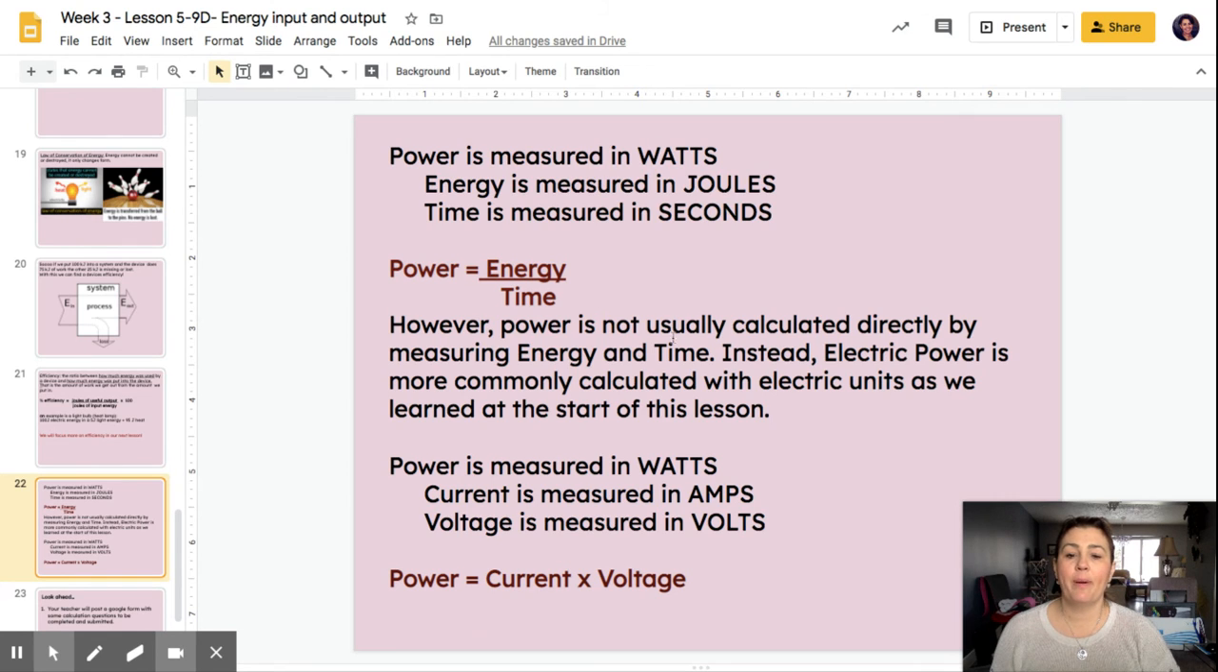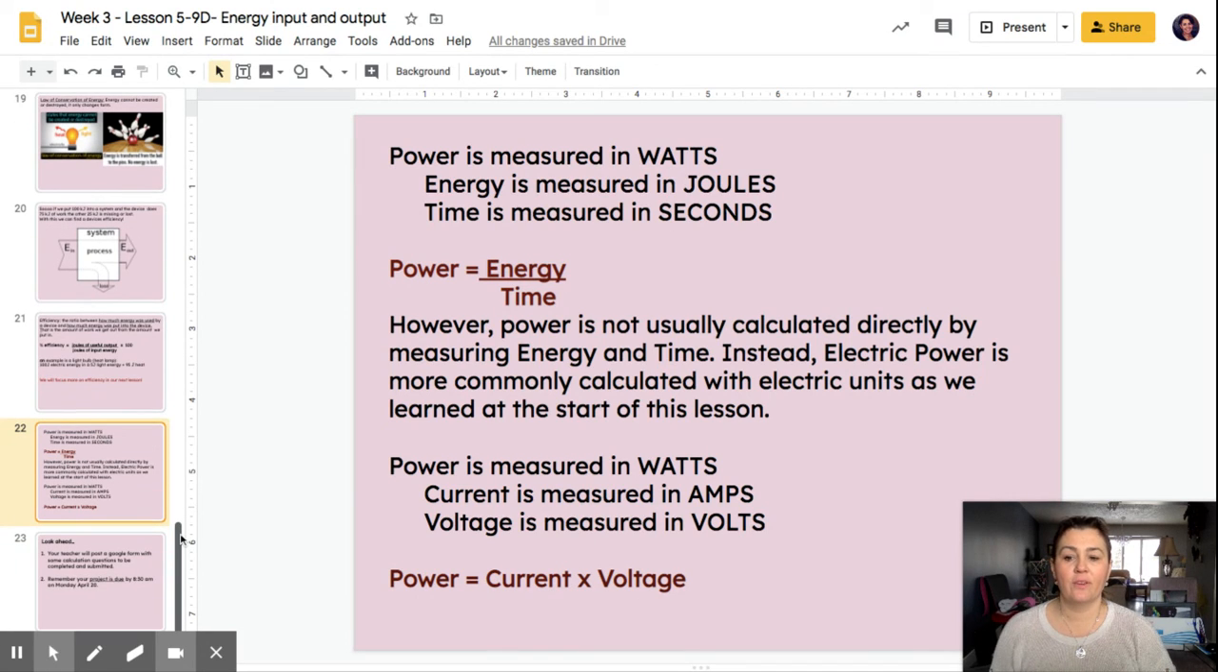Now, however, power is not usually calculated by energy and time. Instead, electric power is more commonly calculated with electric units, as we learned at the start of this lesson. Power is measured in watts, and current is measured in amps, and voltage is measured in volts. And power equals current times voltage. So these are very, very important formulas. This is a very important slide for you.